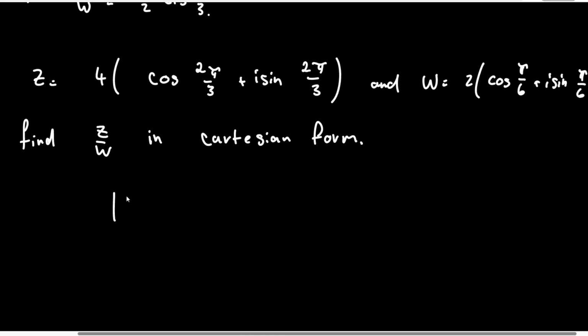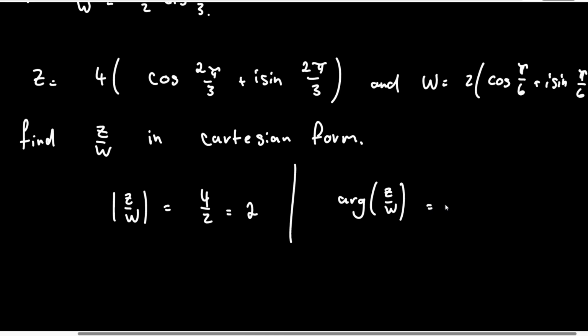We know that first things first, I'm going to find z divided by w. The moduli just act normally, so 4 divided by 2 is 2. Now I need to find the argument of z divided by w. That's simply going to be a basic subtraction: 4 pi over 6 minus pi over 6, so we get 3 pi over 6, which is simply pi over 2, or 90 degrees to make it easy.